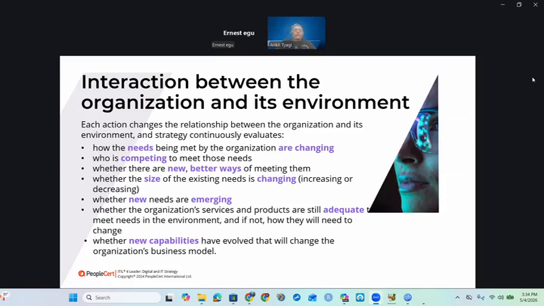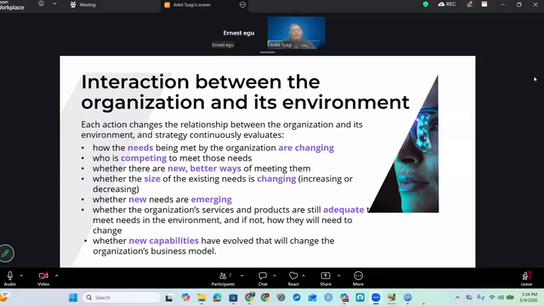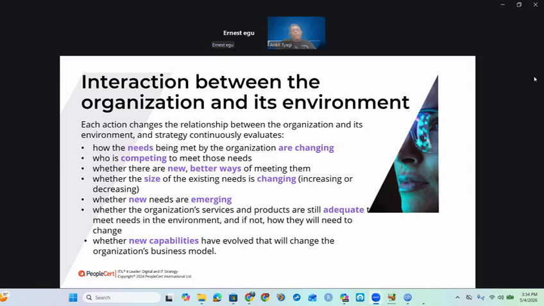whether there are new, better ways of meeting them, whether the size of existing needs is changing, increasing, or decreasing, whether new needs are emerging, whether the organization's services and products are still adequate to meet the needs in the environment, and if not, how they will need to change, whether new capabilities have evolved that will change the organization's business model.